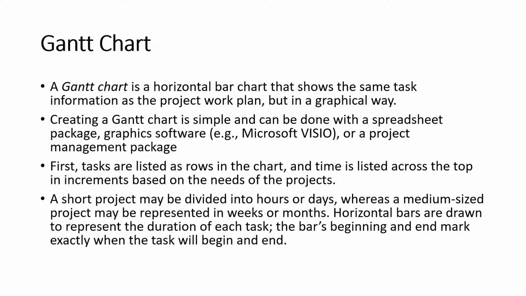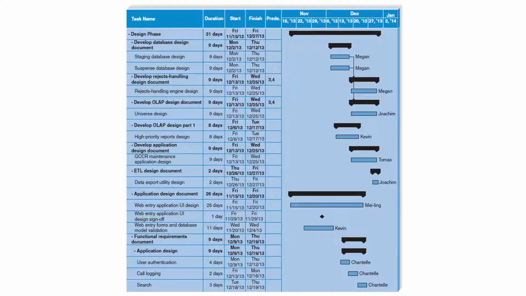So first, tasks are listed in the rows, and the time is listed across the top in increments based on the needs of the project. A short project may be divided into hours or days, whereas a medium-sized project can be represented in weeks or months. So horizontal bars are drawn to represent the duration of each task, and the bars' beginning and end mark exactly where the task will begin and end. So this is like an example. So you have your dates here, like November 15 to December 27, and then who are the assigned people, right? Yada yada yada. And I can show you some other examples.